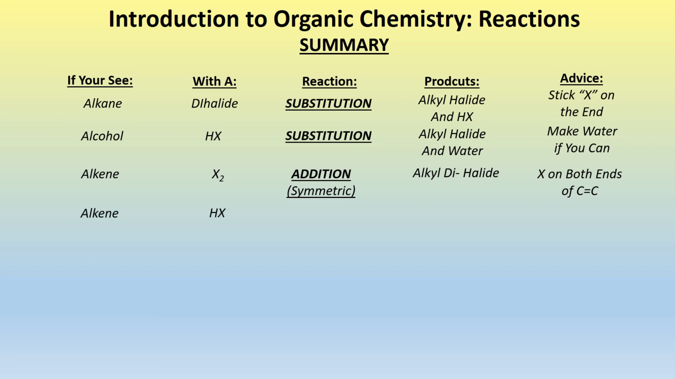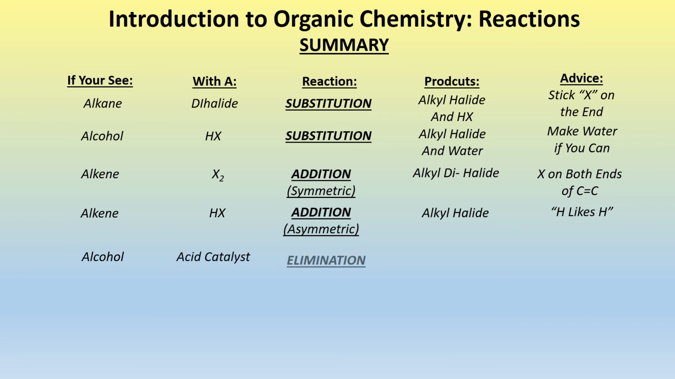If you see an alkene reacting with HX, you now have an asymmetric addition. Your product is a simple alkyl halide. And remember, H likes H. Whichever side of the double bond has the most hydrogens will get the hydrogen, with the halogen going to the other carbon. If you see an alcohol with an acid catalyst, you now have an elimination reaction. Your product will be an alkene. This reaction is easy to spot because all you have to look for is the H plus over the arrow.